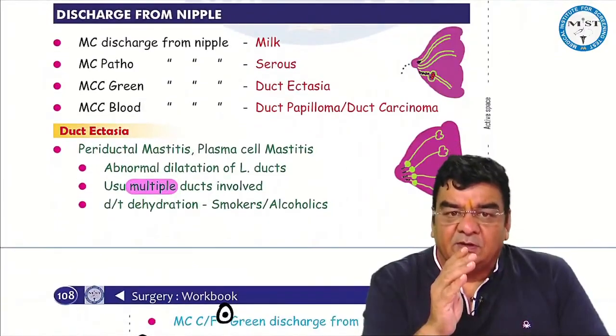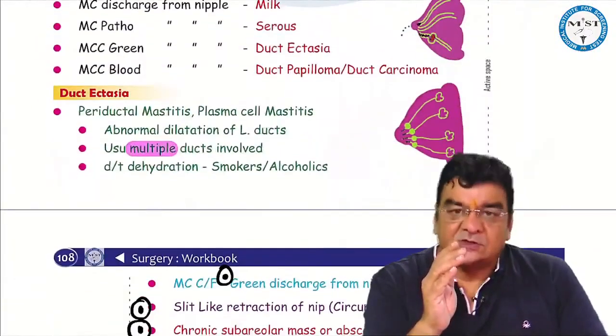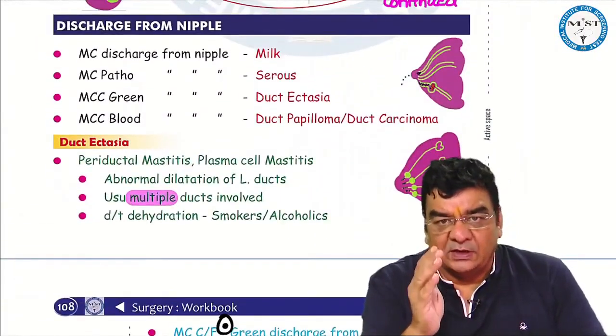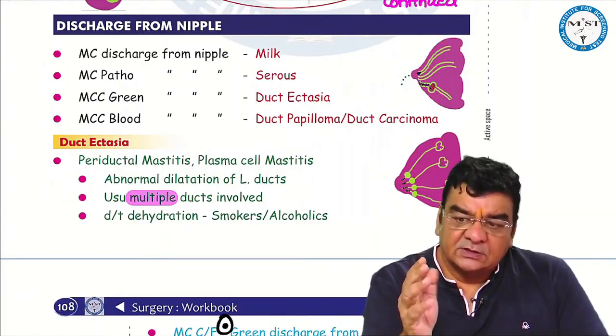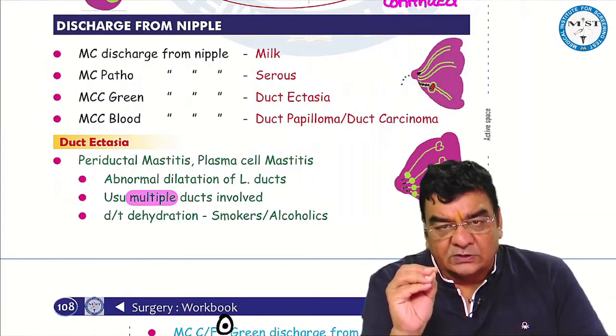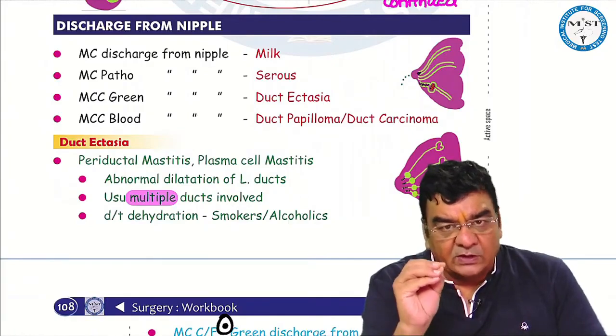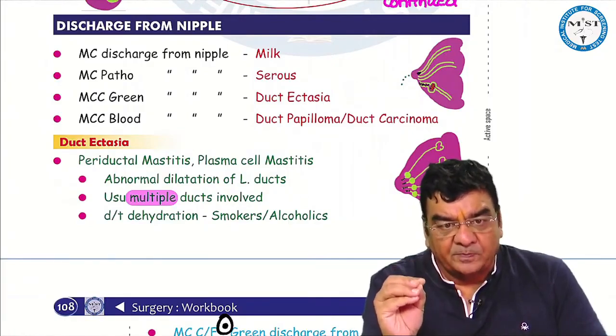Discharges from the nipple. The most common discharge is milk, which is physiological. The most common pathological discharge is serous. Green discharge from the nipple is associated with duct ectasia, and blood discharge with duct papilloma and duct carcinoma.